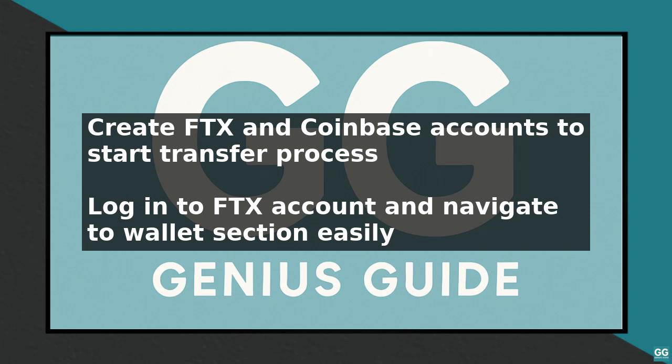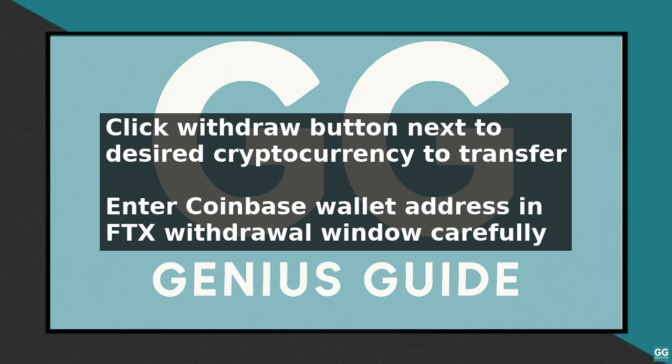Once you have both accounts, log into your FTX account and navigate to the Wallet section. Here you will see a list of all the cryptocurrencies you hold on the platform. Next, click on the Withdraw button next to the cryptocurrency you want to transfer. A new window will open where you need to enter the recipient address. This is where you will enter your Coinbase wallet address.